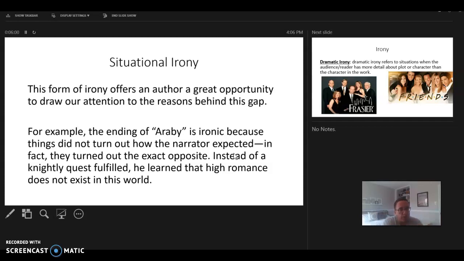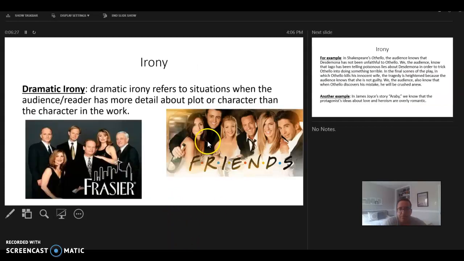What James Joyce is exploring in Araby is that process of maturation that we all go through when we realize that the world is not as we expect it to be when we're younger, right? We all have expectations of how people treat each other, how love works, all that kind of stuff. And then we have those experiences where we realize, oh, my romantic or childish ideas about this are not how it works. Anyway, if you read Araby, look for that situational irony.